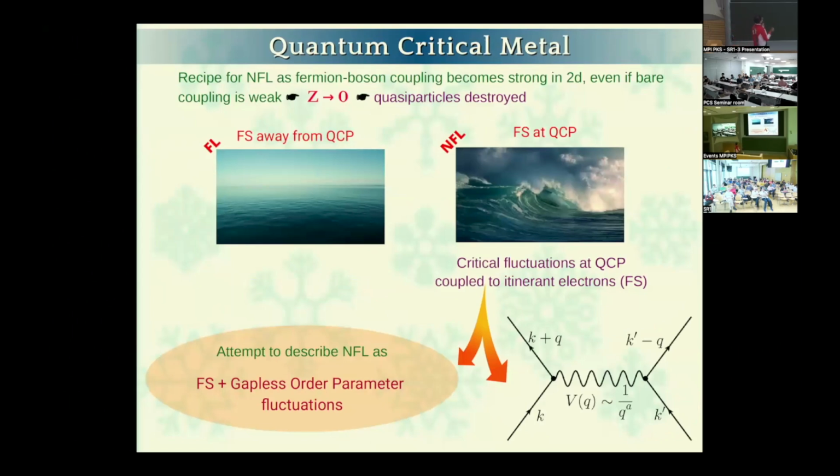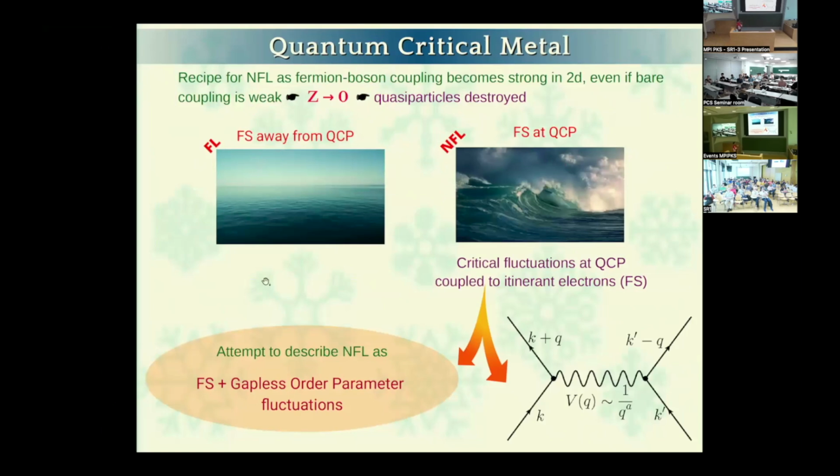Okay, so let me try to explain this in a pictorial manner. In this kind of systems, I've told you that we have this fermion-boson interacting with each other, and this serves as a perfect recipe to get a non-Fermi liquid at a quantum critical point, for example, because the fermion-boson coupling becomes strong, particularly in low dimension, like in 2D, even if we start with a bare value of the coupling which is small enough. So as we flow to lower and lower energies, the coupling will grow stronger and stronger, ultimately driving this quasi-particle weight Z to 0 so that the quasi-particles get destroyed completely.